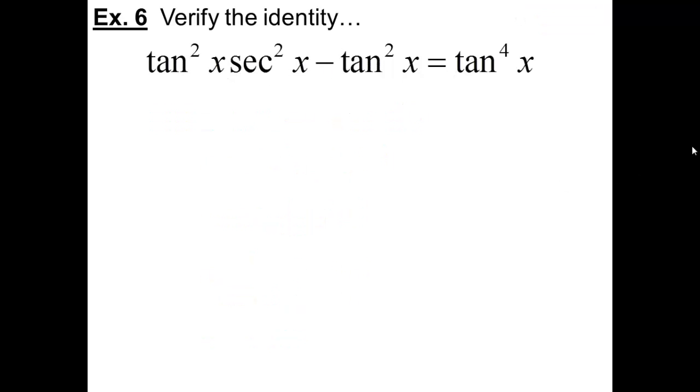Let's look at example 6. Tangent squared times secant squared minus tangent squared equals tangent to the 4th. All right. Now, hopefully, as with every other problem, you've been pausing to try these on your own. If you have not been doing that, shame on you. Go ahead and pause here to try this one on your own first.